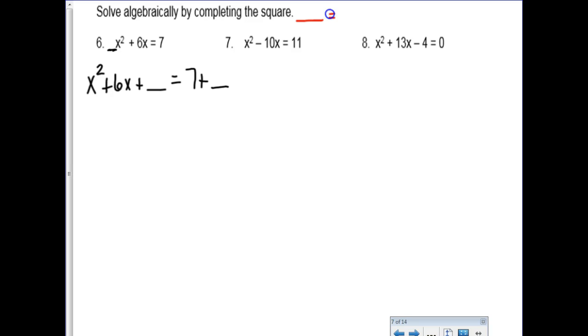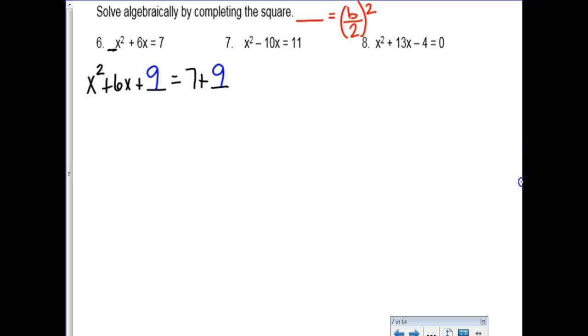So how'd you come up with 9? What's the formula for that? The blank is the middle term. We call it b, but it's 6 this time. You cut it in half, and then you square it. So yes, he's right. We take this, cut it in half. That's 3. 3 squared is 9.